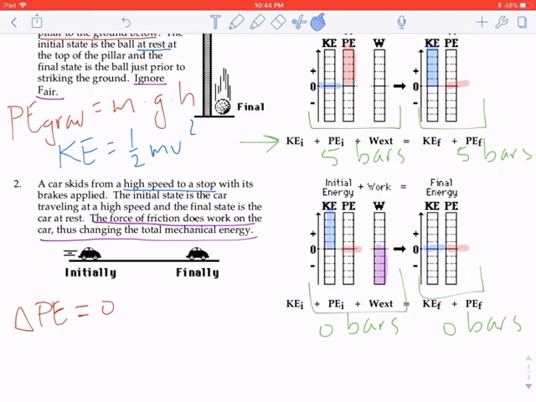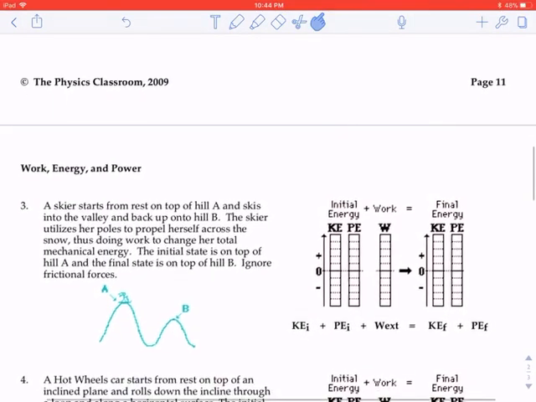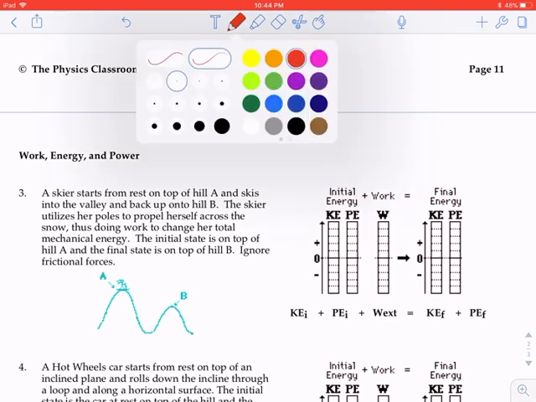Let's do one more. Okay, number 3. It says a skier starts from rest on top of a hill, hill A, and skis into the valley and back up onto hill B. The skier utilizes her poles to propel herself across the snow, thus doing work to change her total mechanical energy. The initial state is on top of hill A, and the final state is on top of hill B. Ignore frictional forces.